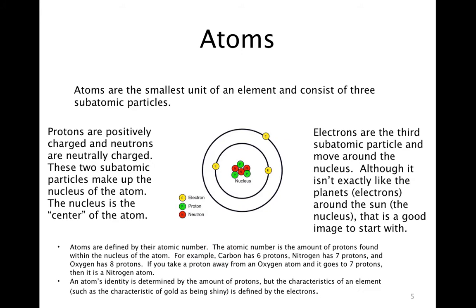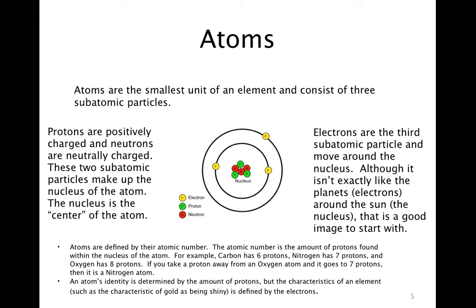So atoms are defined by their atomic number. Okay, and what I mean by defined is that it defines the name of the atom. Okay, and the atomic number is the amount of protons found within the nucleus. So carbon, for example, has 6 protons, nitrogen has 7 protons, oxygen has 8 protons, hydrogen has 1, helium has 2, lithium has 3, etc. Okay? So your identity is defined by the amount of protons you have.